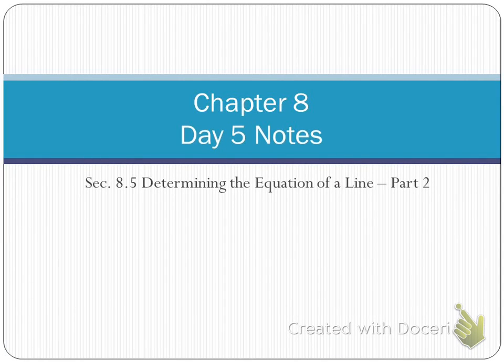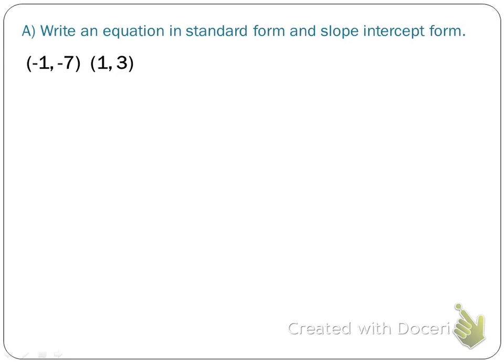We are finishing the section that we started in class yesterday. So this is the day 5 notes, but in your book this would be 8.5, part 2. We're just determining the equation of a line. So we will jump right into examples for today.